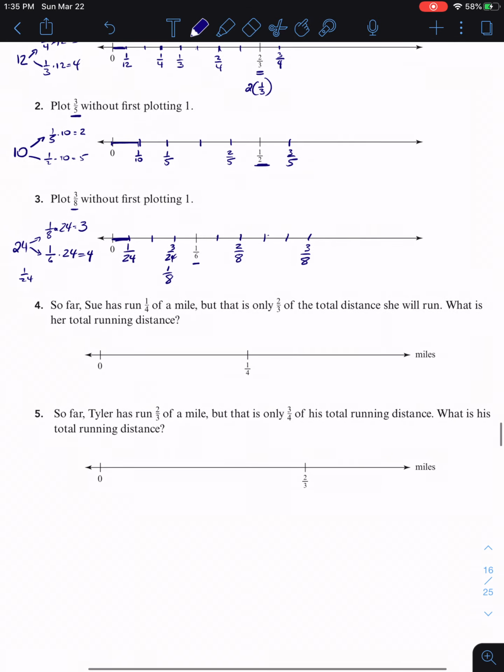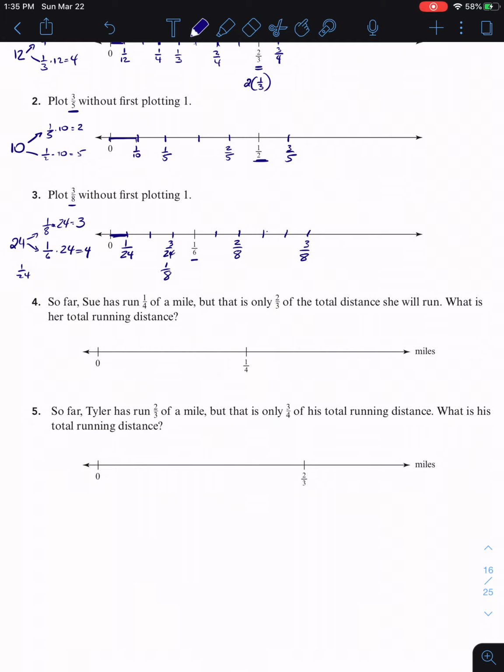So let's see number 4. Number 4 is slightly different. So far, Sue has run a quarter of a mile, but that's only 2/3 of the total distance she will run. What is her total running distance? So Sue has run a quarter of a mile, but this quarter of a mile is 2/3 of the distance.